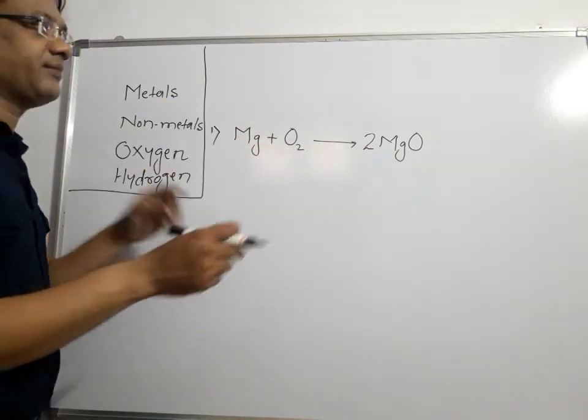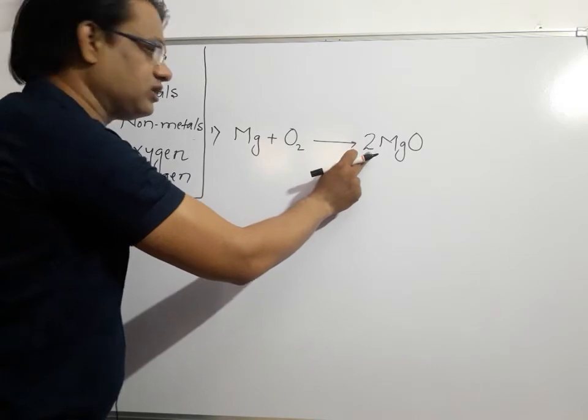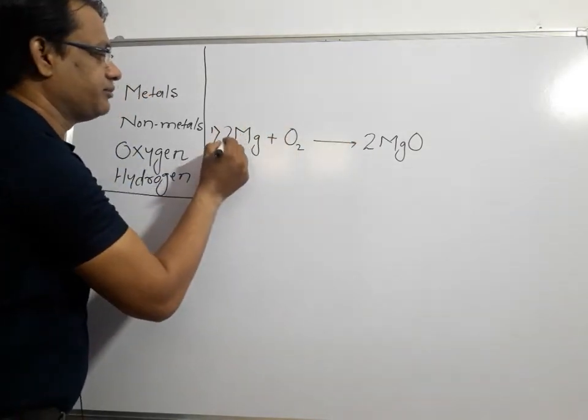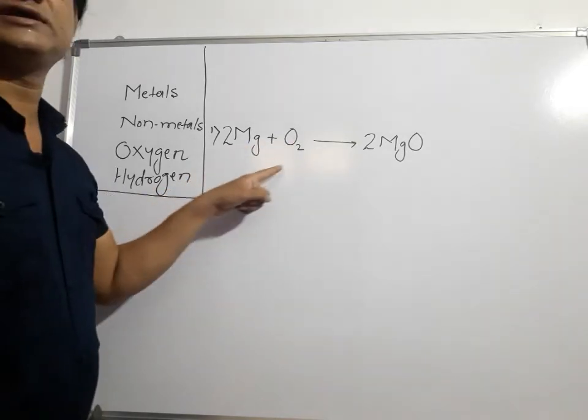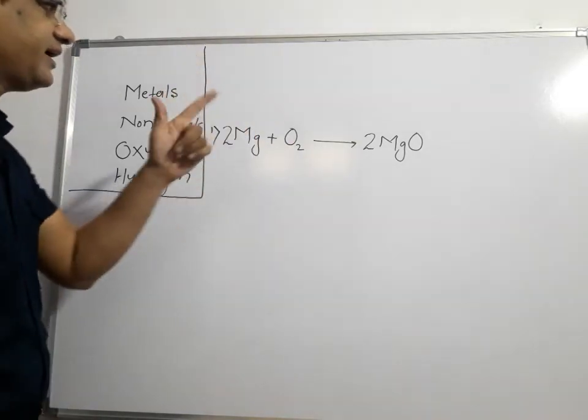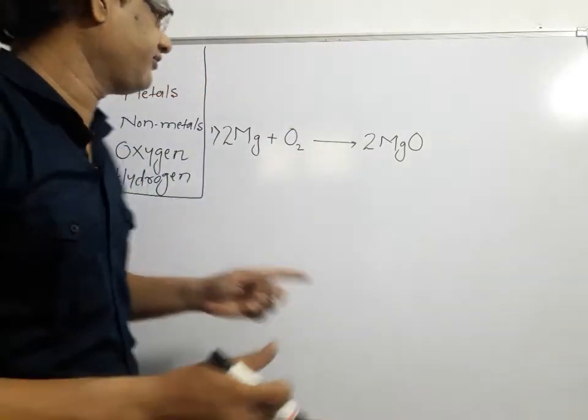But in that, what happened? Here the quantity of magnesium becomes 2. So we'll balance this one. We'll put 2 in front of magnesium. So now this equation is a balanced equation, quickly. It requires a little bit of practice. If you practice, you will be very fast.